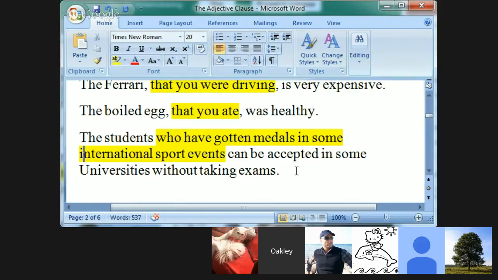All right, Heidi. Is that an essential clause? Yes. Definitely. It would not make sense without that information. The students can be accepted in some universities. That would make no sense at all. So yes, it's extremely essential. It's obviously essential, so no need for commas. Clearly, right? That's great. That's very good.